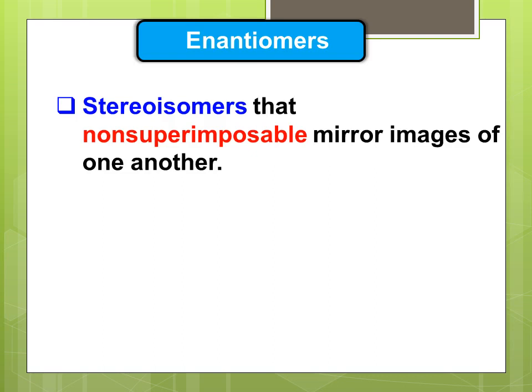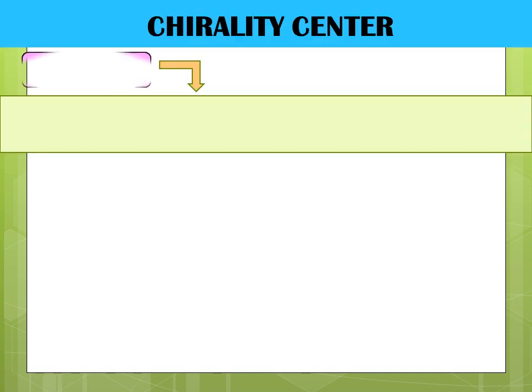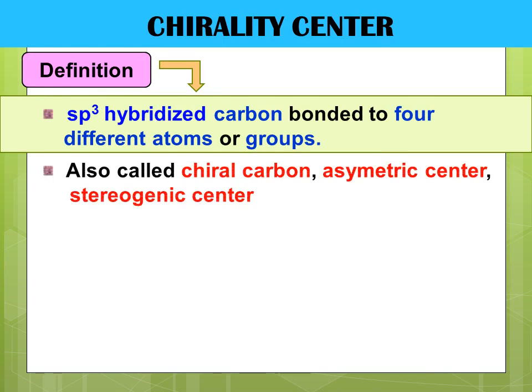Enantiomers are stereoisomers that are non-superimposable mirror images of one another. It occurs only with compounds whose molecules are chiral molecules. A chirality center is an sp3 hybridized carbon bonded to four different atoms or groups. It is also known as chiral carbon, asymmetric center, or stereogenic center. It is often labeled with an asterisk.